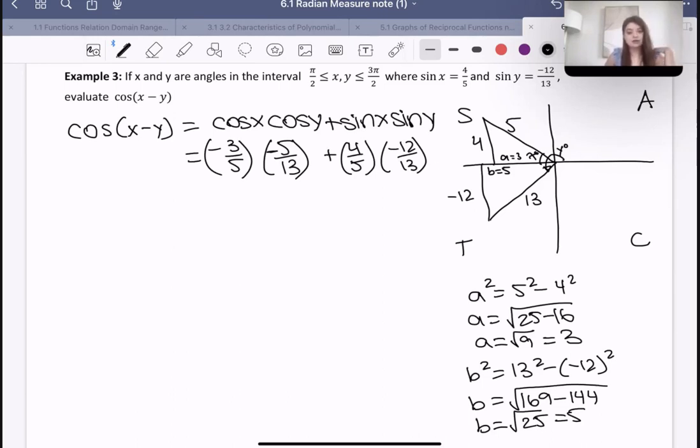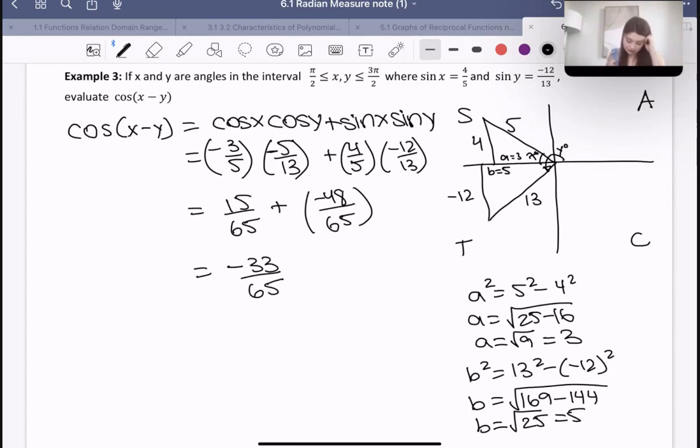And so therefore, that's our answer. Well, almost. We're very, very close now. Okay, so if we multiply these out, we're going to get 15 over 65 plus negative 48 over 65, which is going to equal negative 33 over 65, and that's our answer. Because keep in mind, we're not actually solving for a specific side or a specific angle that might have the restriction of being positive. We're just evaluating cosine of x minus y here, and so this answer is perfectly good. And not only is it perfectly good, it's the correct answer too. Very good.